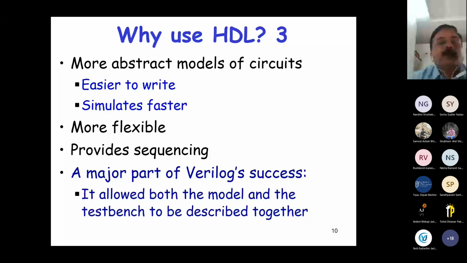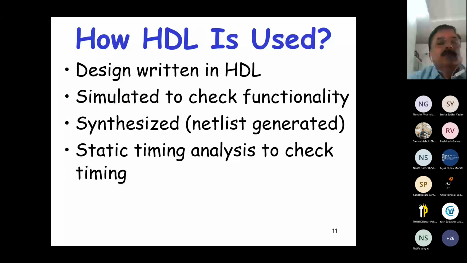So let's see now how HDL is used. Design is written in HDL and then it is simulated to check the functionality, and then it is synthesized or a netlist is generated. Then static timing analysis is done to check the timing.